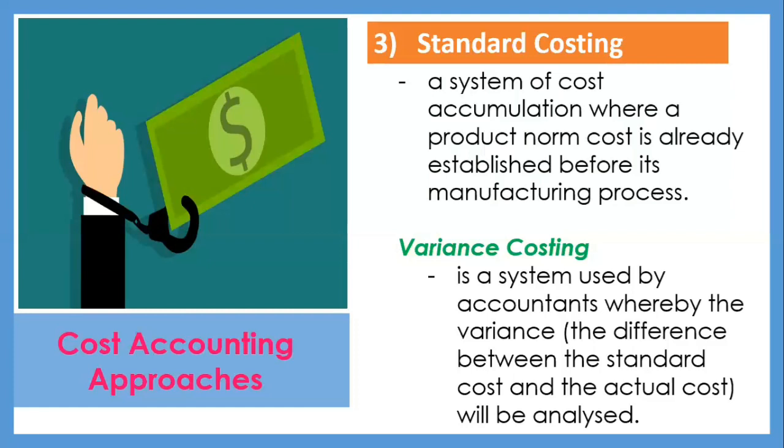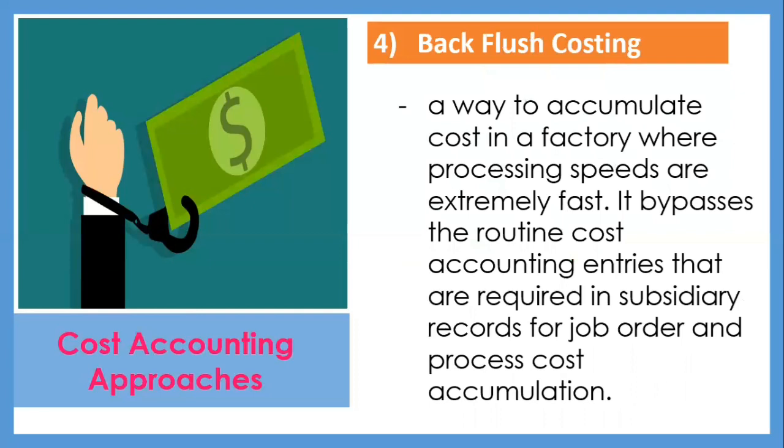And finally, the last type of cost accounting approach would be backflush costing. Backflush costing is a way to accumulate costs in a factory or part of a factory where processing speeds are extremely fast. It bypasses the routine cost accounting entries that are required in subsidiary records for job order and process cost accumulation. This means that backflushing can be used in job order or process costing.